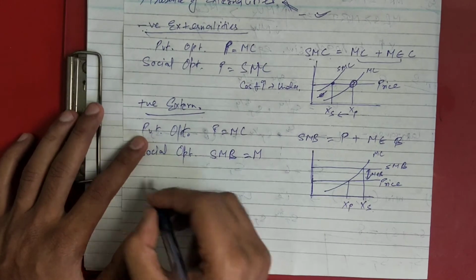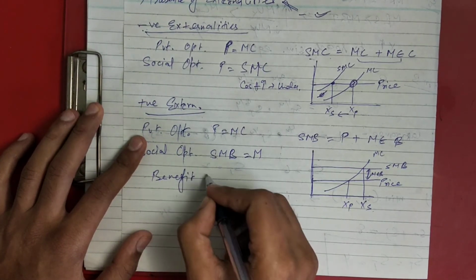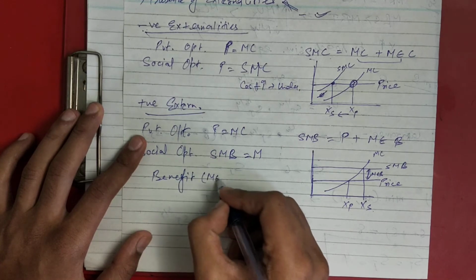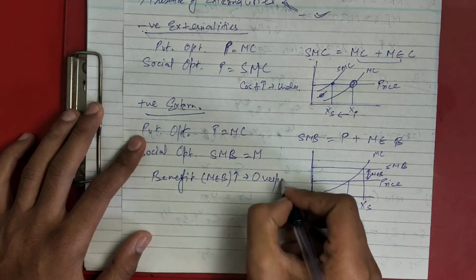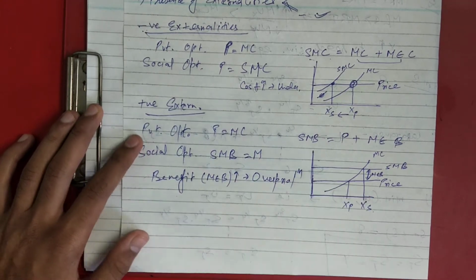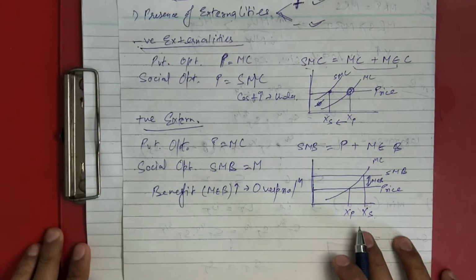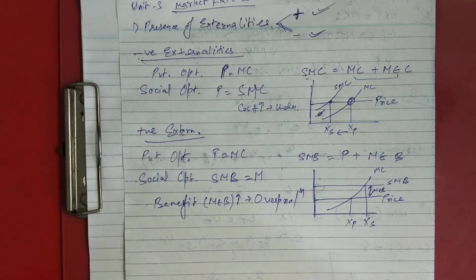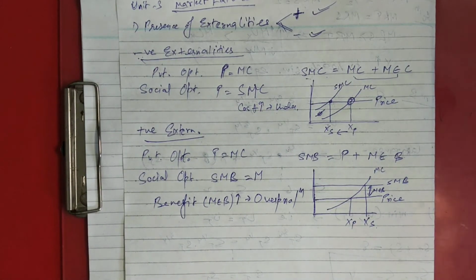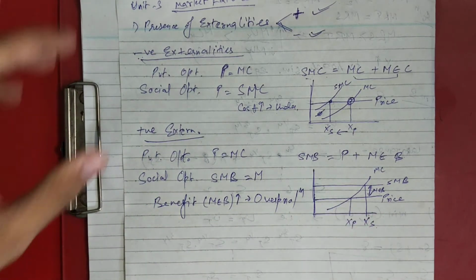So what is happening here is that the benefit which you got from the marginal external benefit has led to overproduction. Earlier there was underproduction, now here it's overproduction. So these are both the cases of externality, and I have shown how they lead to market failure. So this was from the point of view of production.